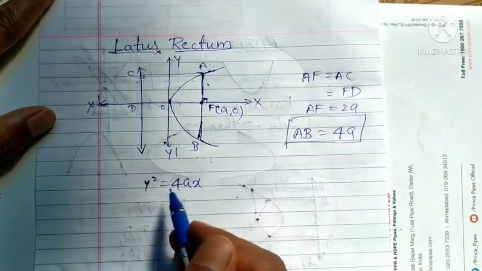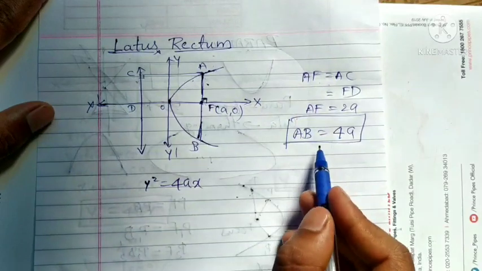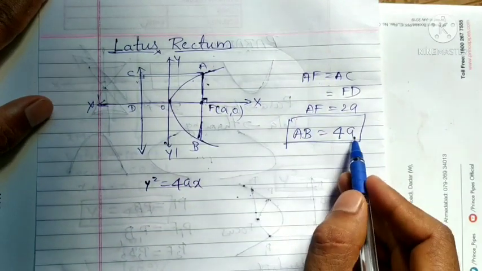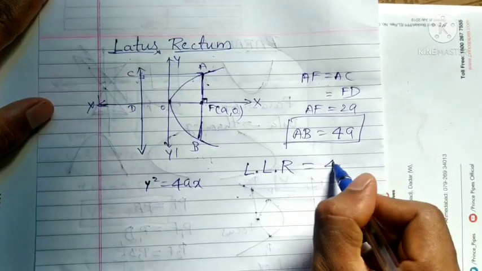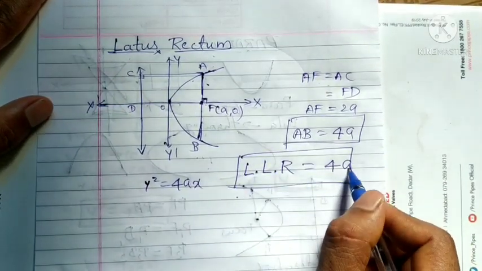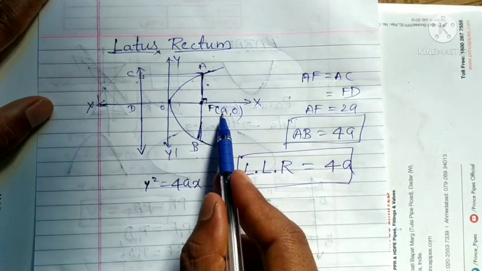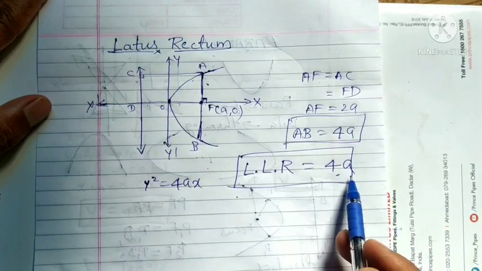So whenever the equation of a parabola is given, the length of the latus rectum can be found using this formula, that is 4a. Length of the latus rectum is equal to 4a. Let's remember this formula, 4 times a. Here a is nothing but the coordinate of the focus. This is how we find the length of the latus rectum.